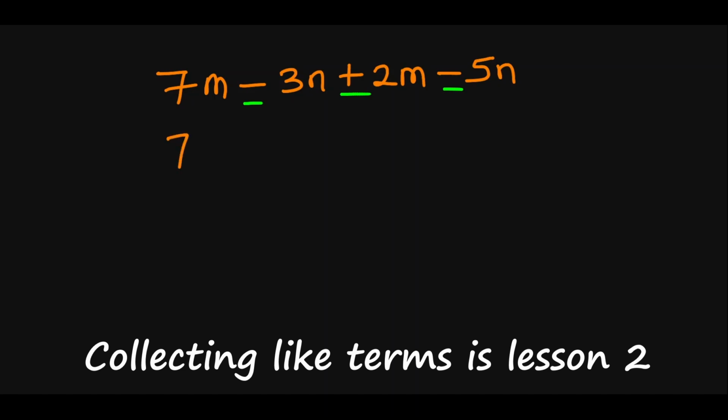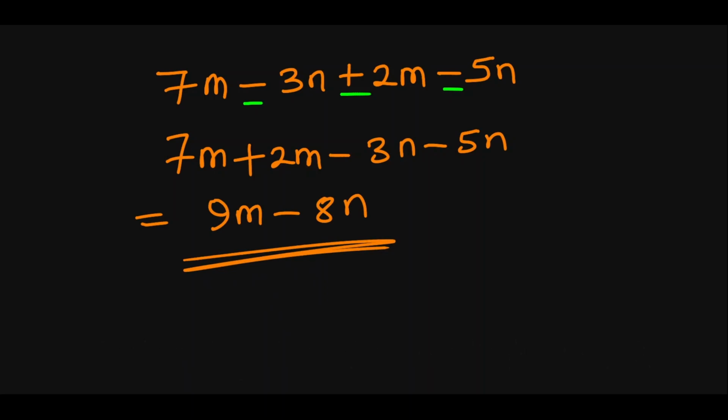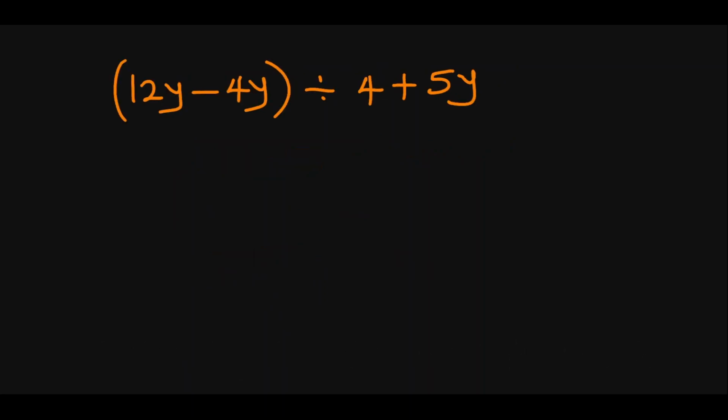All you need to do is collect like terms like this, which is 7m plus 2m minus 3n minus 5n. So this now gives us 9m minus 8n, and that becomes the final answer. We covered collecting like terms in detail in lesson 2, so you can go back and watch it if you are not clear. Now look at this second one.